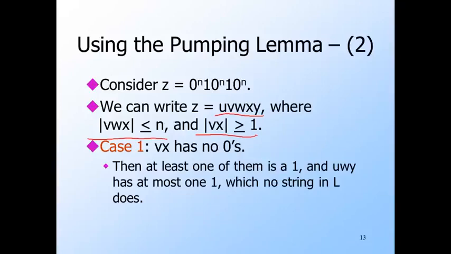In the first case, suppose there are no zeros among V and X. Then since they cannot both be empty, there must be at least one 1 among them. But then, if we pump 0 times to get the string UWY, we know that there is at most one 1 in this string. The pumping lemma claims it is in the language L, but it can't be because all strings in L have exactly two 1s.